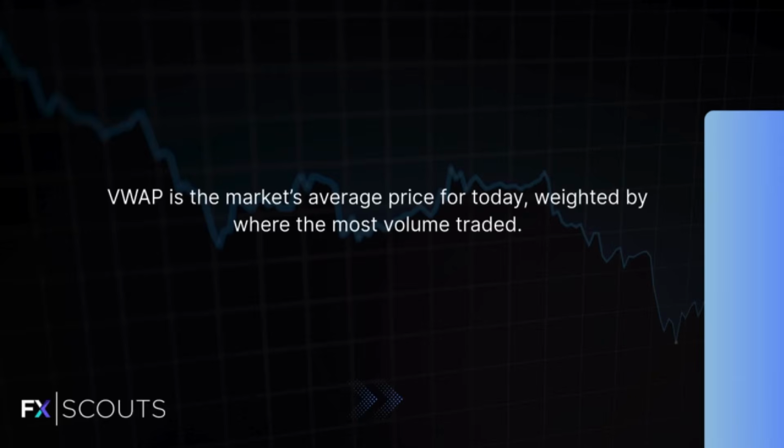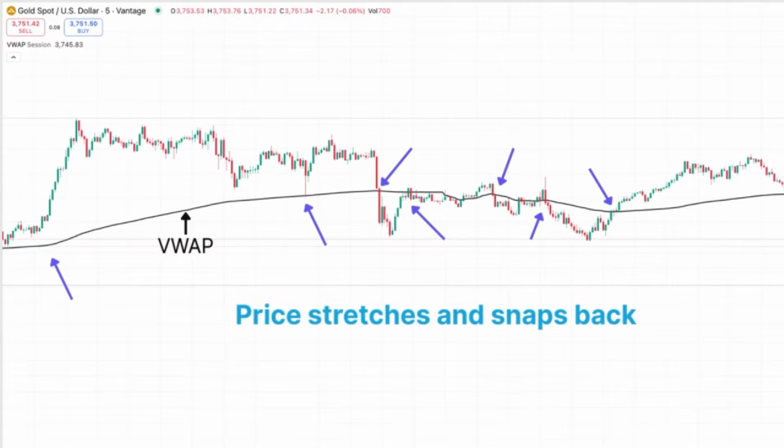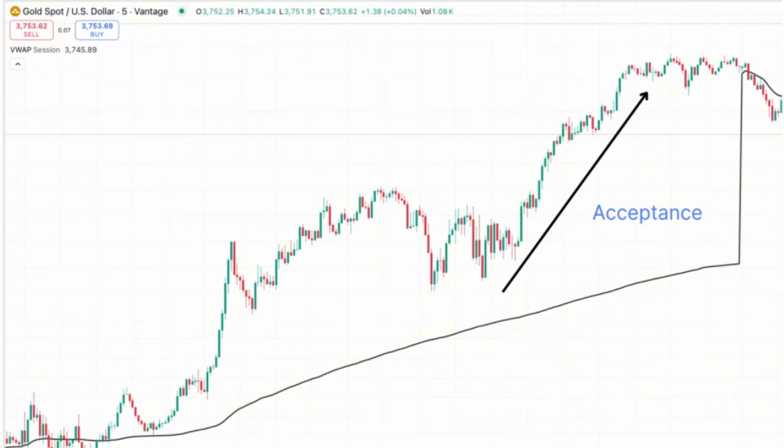Okay, so before we jump in, I just want to quickly define the VWAP. It is something you can obviously find on Google, but for the purpose of this video, I'm just going to quickly run through it. So a VWAP is the market's average price for today, weighted by where the most volume traded. And that's the key difference between the VWAP and a moving average. VWAP shows you where the most volume has traded. And if price stretches far away from the VWAP, it often snaps back. If we see price closing above the VWAP and holding there, or closing below VWAP and holding there, we call that acceptance, and that often leads to a trend.